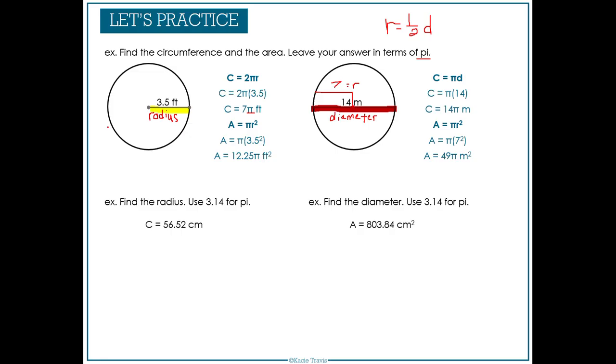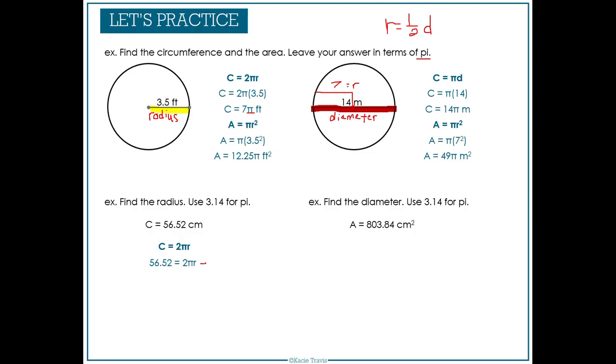Now, for our next one, we're going to work backwards with the information they gave us to find the radius for this first case and the diameter for this second case. Let's figure this out. They give us here the circumference, which is 56.52. We need to do some literal equations to solve backwards for r. We know circumference is really equal to 2 pi r. If both of these things equal C, I can set them equal to each other.